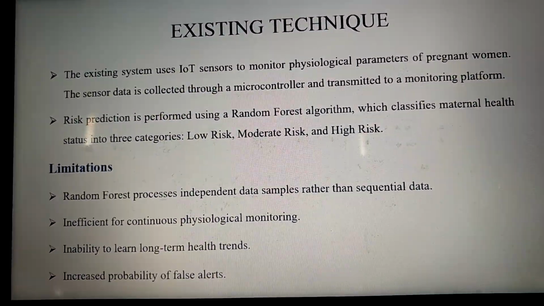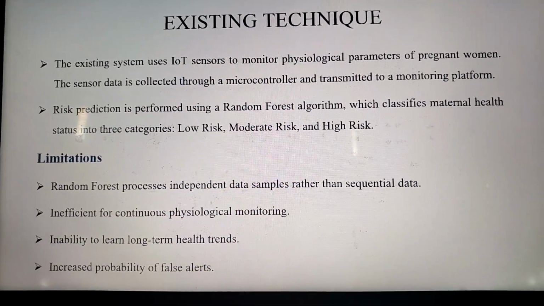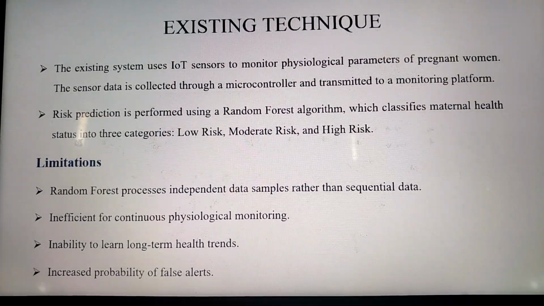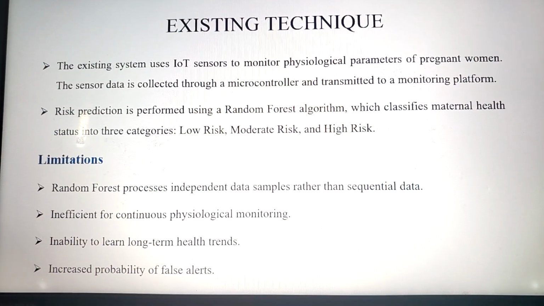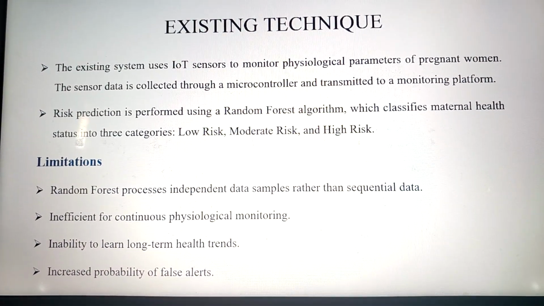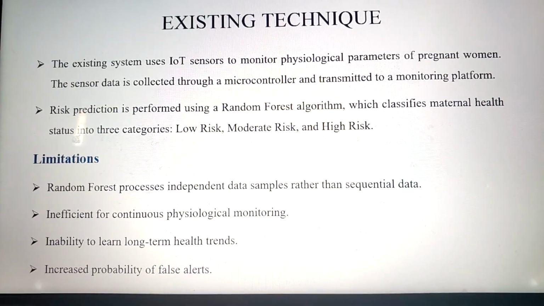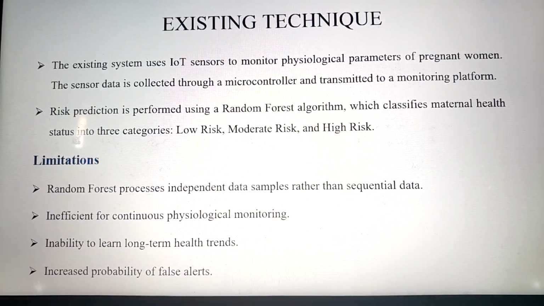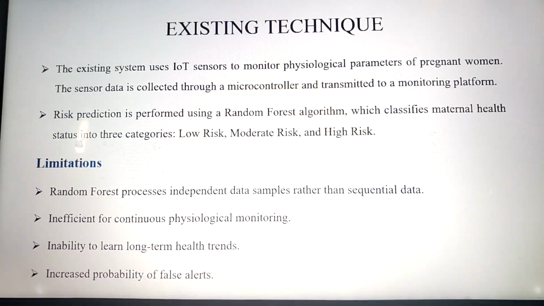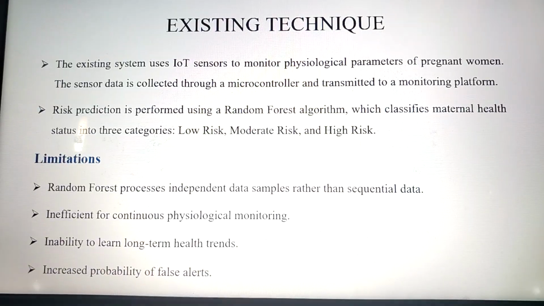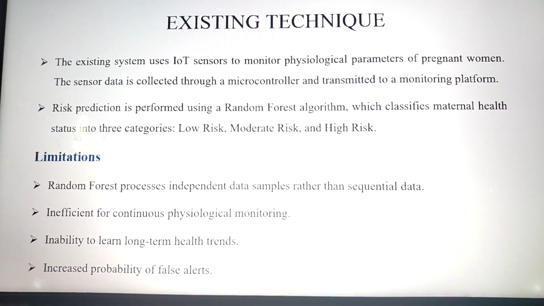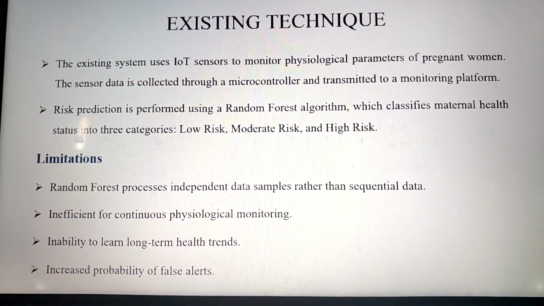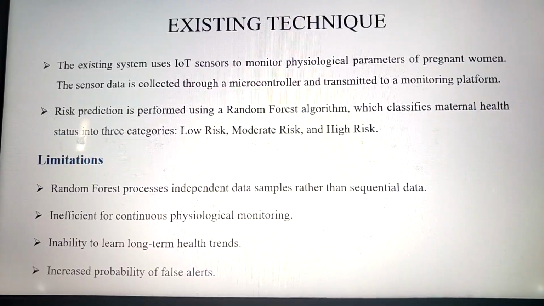Talking about the existing technique, it is a monitoring system using IoT sensors for pregnant women. Data is collected through a microcontroller and transmitted to a monitoring platform. Risk prediction is performed with a random forest algorithm, which classifies risk into low, moderate, and high risk. The limitations we noticed in this system were that random forest processes independent data samples rather than sequential ones. It is inefficient for continuous physiological monitoring, unable to learn long-term health threats, and increases the probability of false alerts.